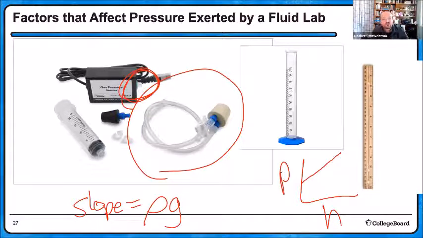So let me show you two quick examples of problems that would be AP Physics level problems involving absolute pressure, which is equal to atmospheric pressure plus gauge pressure.